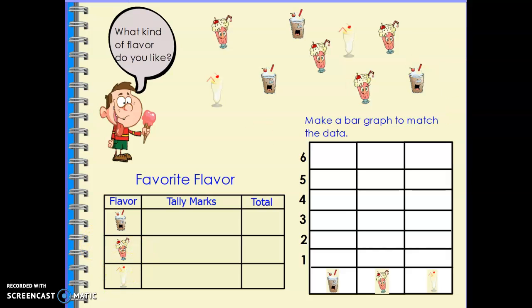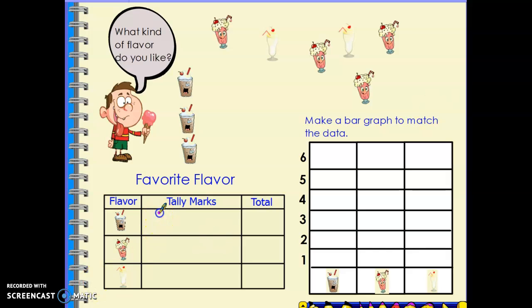So let's count. Chocolate, I see 1, 2, 3. I'll put my 3 chocolate here. 3 chocolates, so that is 3 tally marks. 1, 2, 3, and 3.